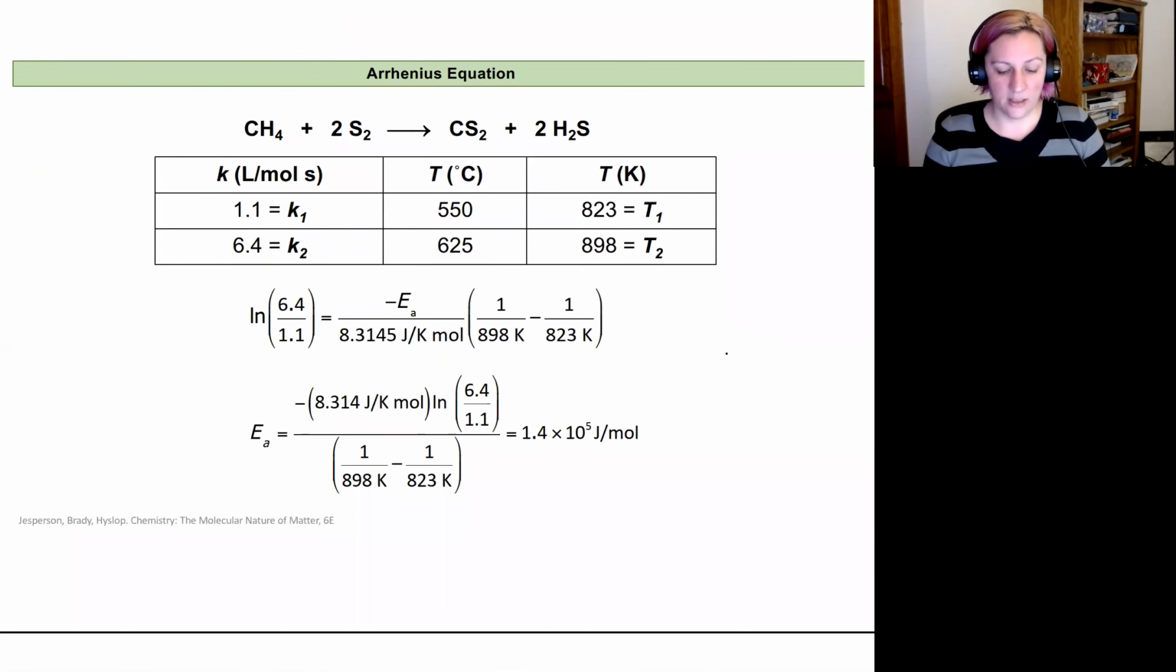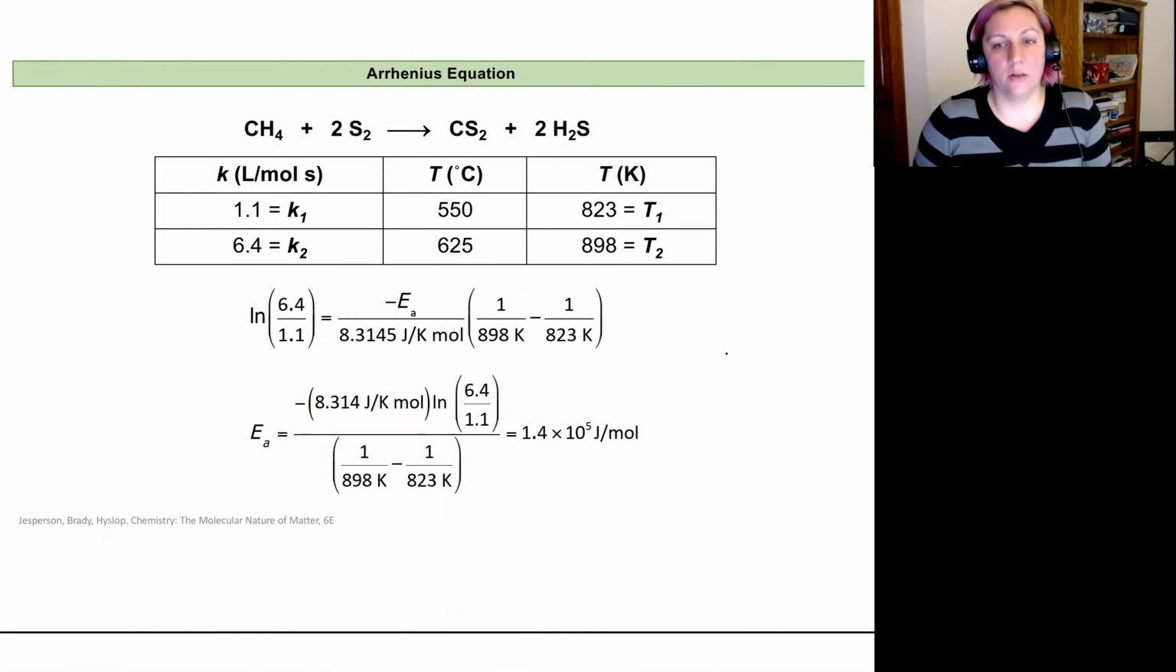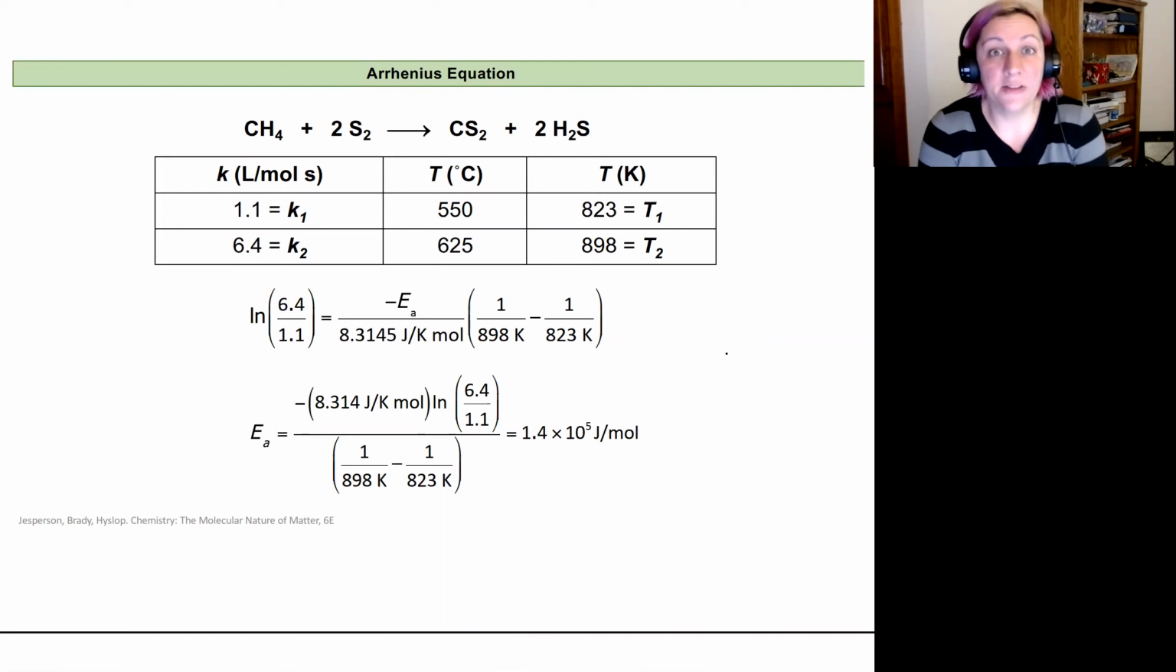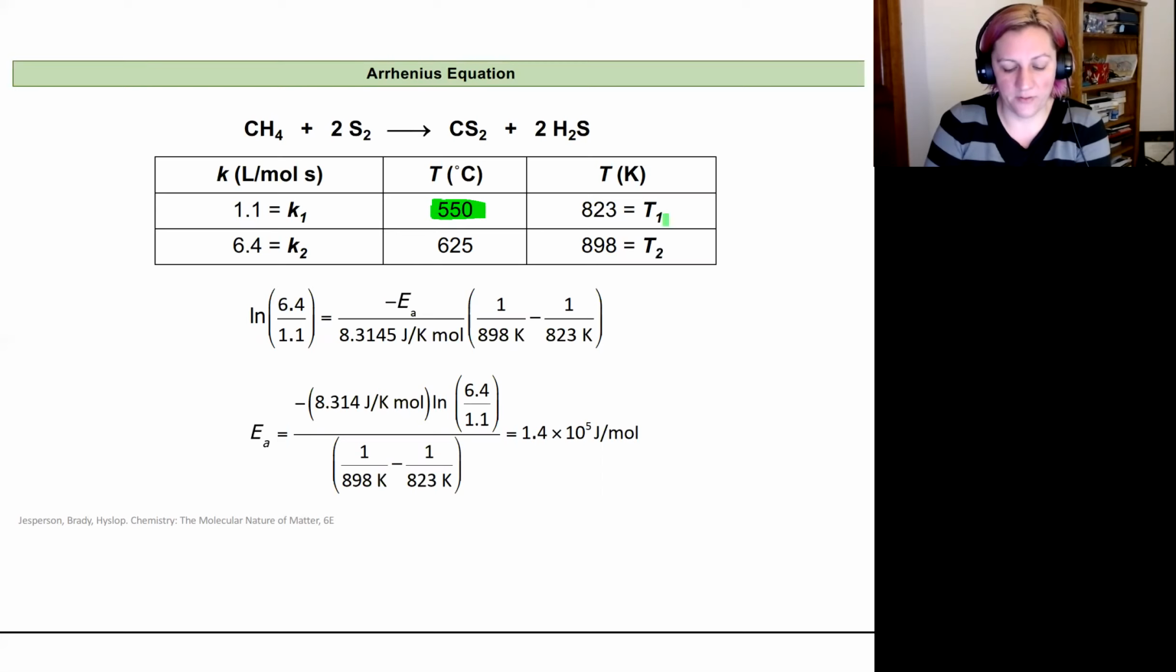And here's another example using the 2-point method. So here we have methane and sulfur forming carbon disulfide and hydrogen sulfide. And we are going to run the reaction at 2 different temperatures. So it was at 550 degrees Celsius, which is 823 Kelvin, which gave us a rate constant of 1.1.